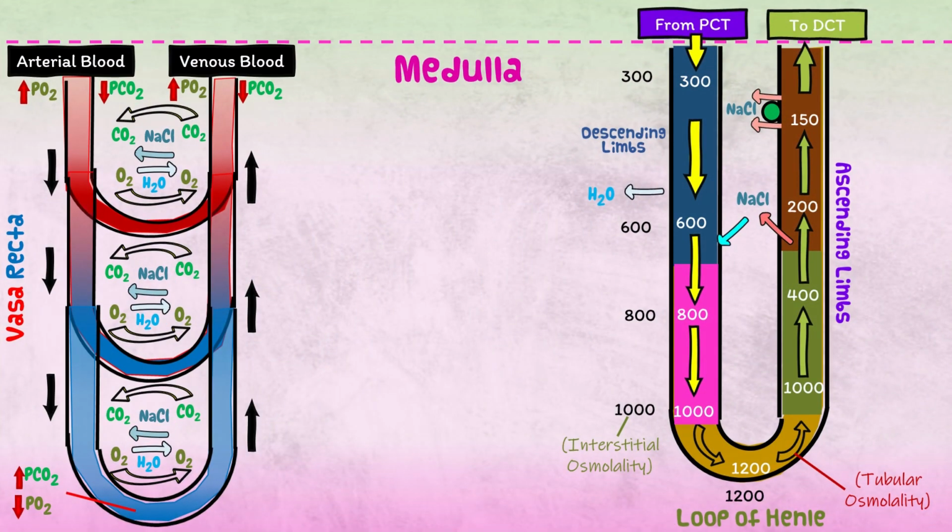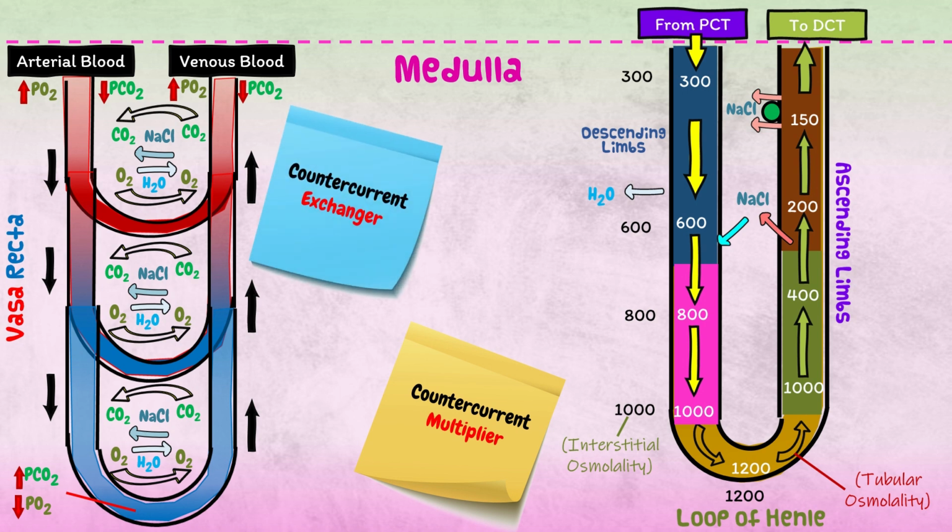So the conclusion is that the loop of Henle functions as a countercurrent multiplier. It is responsible for the development of hyperosmolarity of medullary interstitial fluid and the medullary gradient. But the vasa recta functions as a countercurrent exchanger. It is responsible for the maintenance of the medullary gradient, which is developed by the countercurrent multiplier. This was all about this section. In our next section, we will talk about the role of the distal tubule and collecting duct in the concentration of urine.